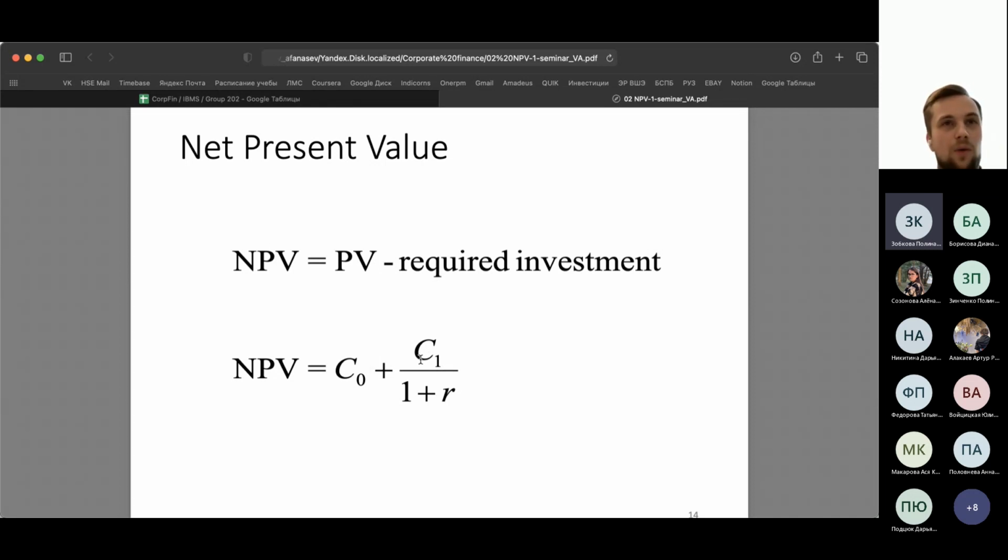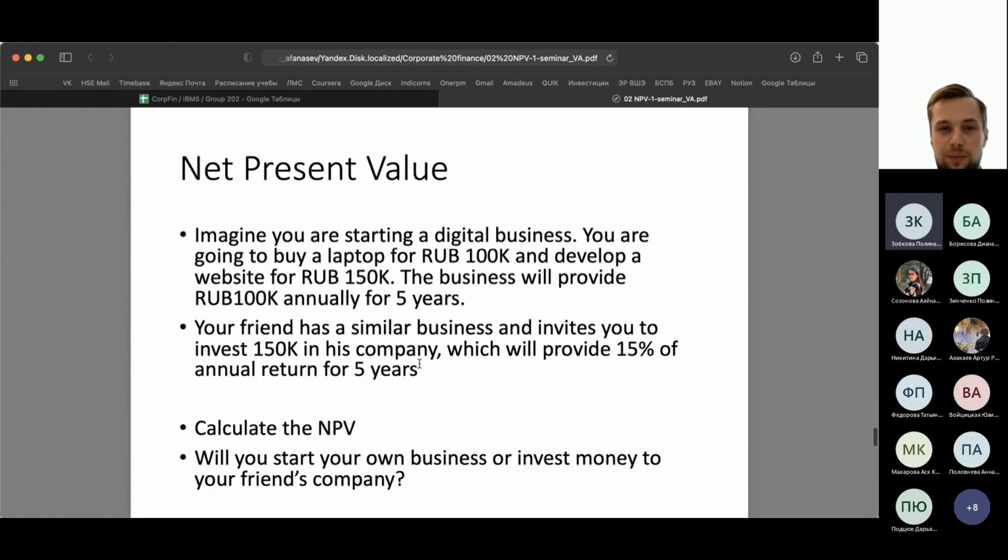And our future cash flows depend on the return rate of our project. For example, if we compare two projects, one gives 15% of return and the other gives 11% of return, the NPV for the first project will show how much you earn if you invest in the second project, in comparison if you invest in the first project. Okay, let's look at the example.